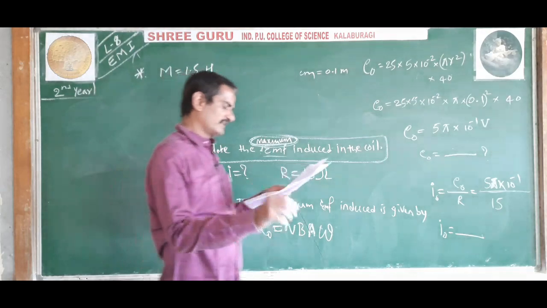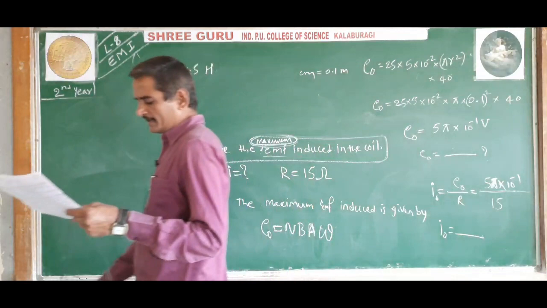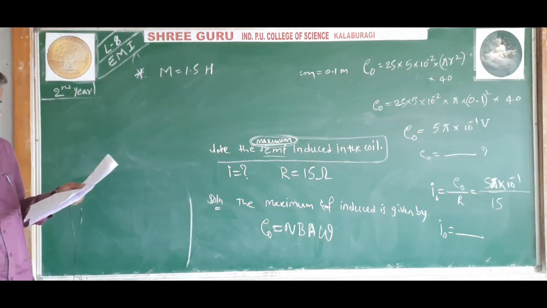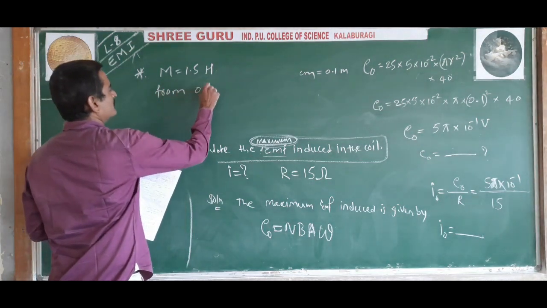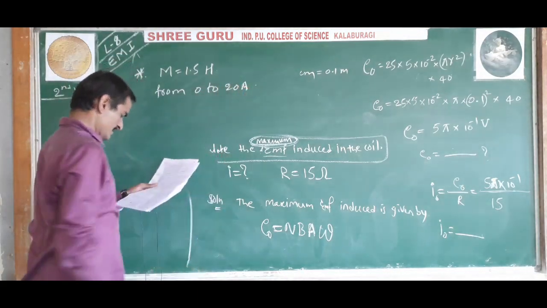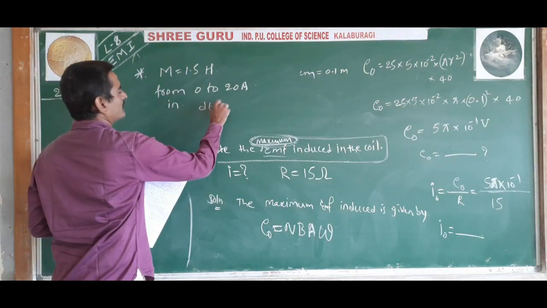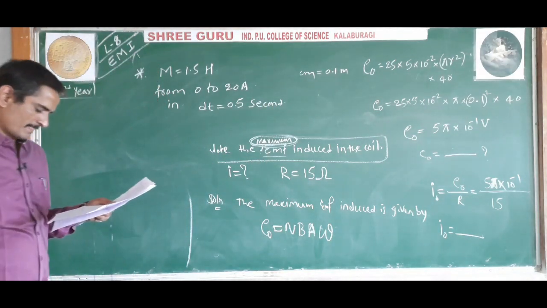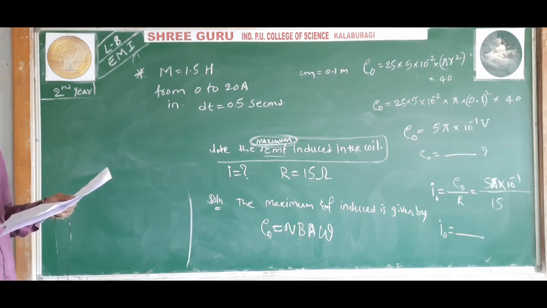A pair of adjacent coils has a mutual inductance of 1.5 Henry. If the current in one coil changes from 0 to 20 ampere in 0.5 second, what is the change of flux linkage with the other coil?